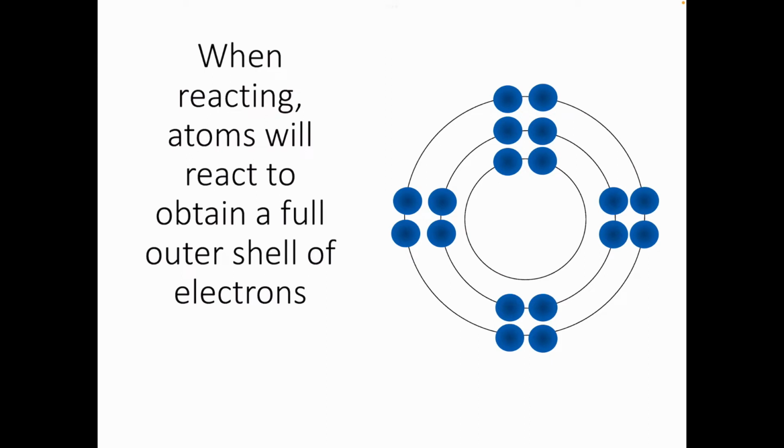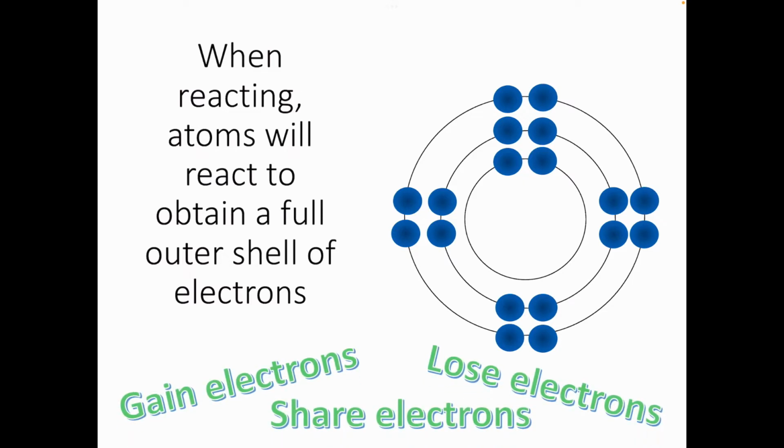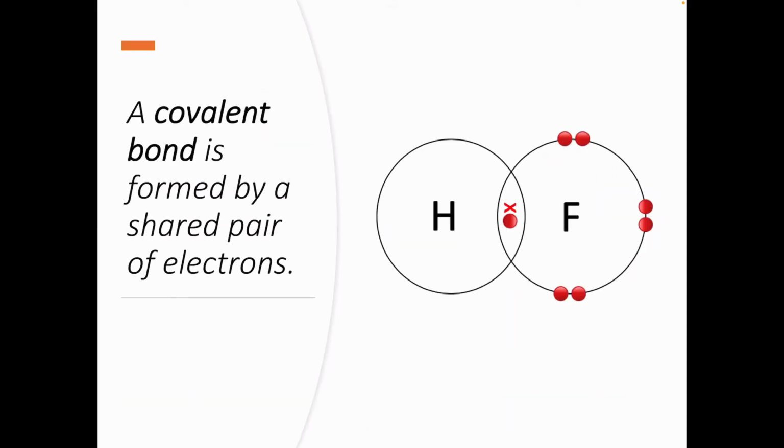When reacting, atoms will react to obtain a full outer shell of electrons. They can do this by gaining electrons, losing electrons, or sharing electrons. Today we're focusing on covalent bonding, and in covalent bonding they will share electrons in order to get a full outer shell.